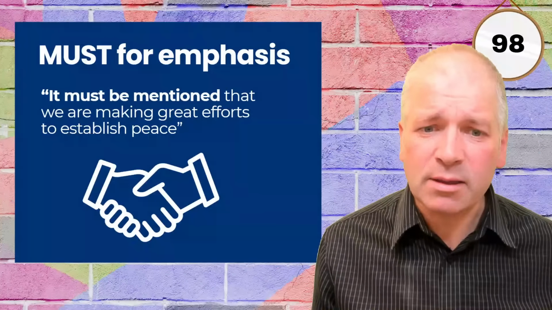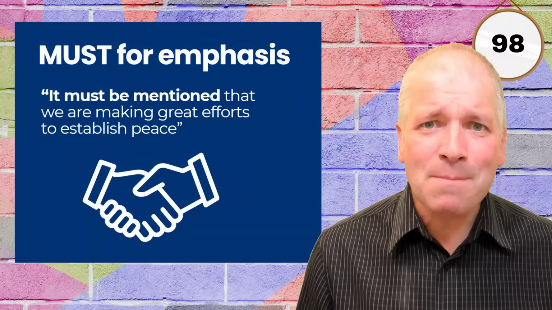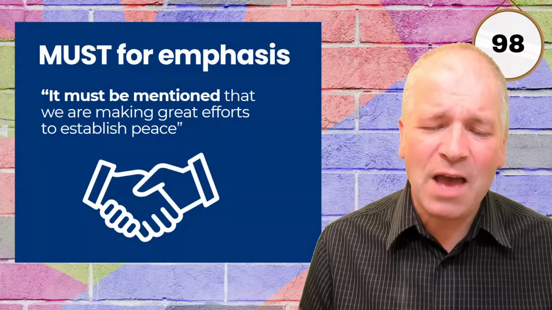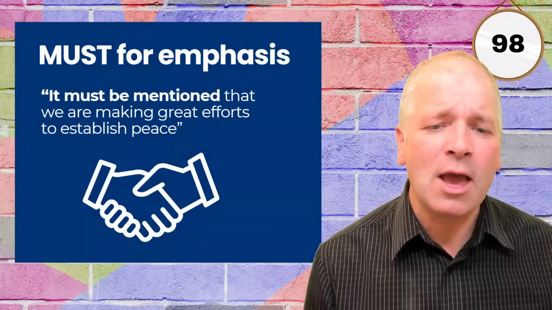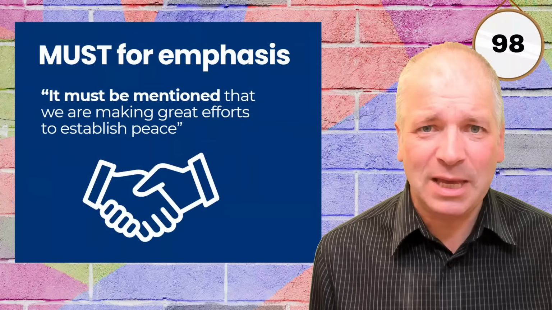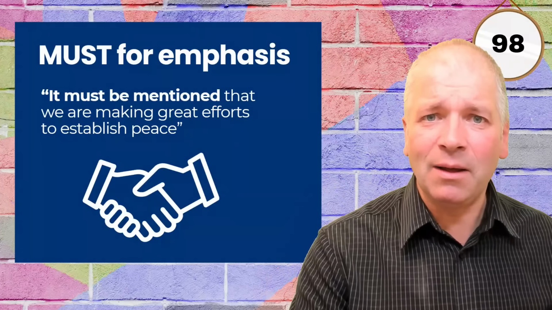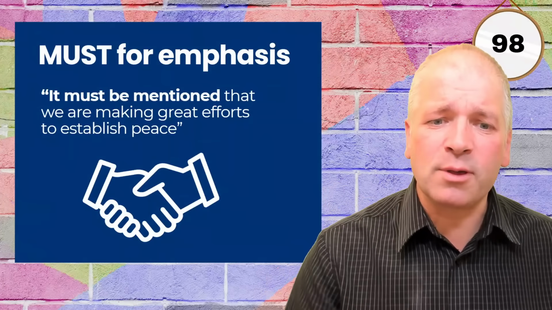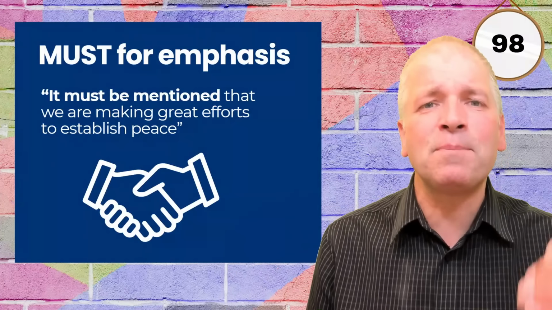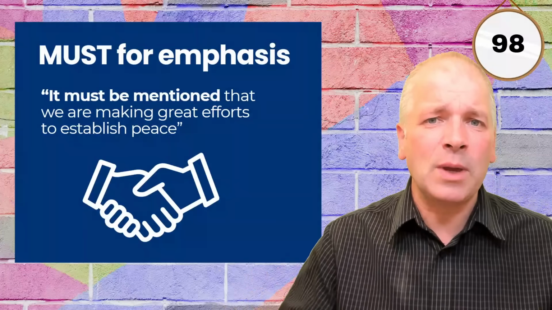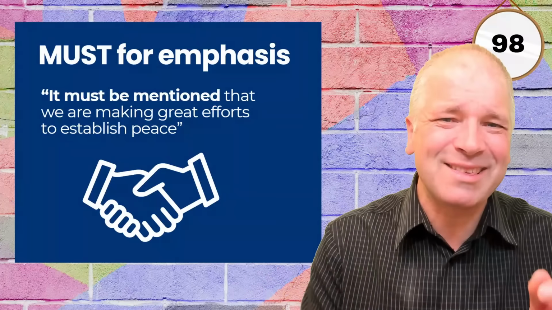You also need to know about using must for emphasis. It must be mentioned that we are making great efforts to establish peace. Now, why did we not just say we are making great efforts to establish peace? Because we wanted to make it absolutely clear that this is something important. So we add must for emphasis. It must be mentioned. It must be said. It's a structure that we often put in front of sentences to make the importance stand out.